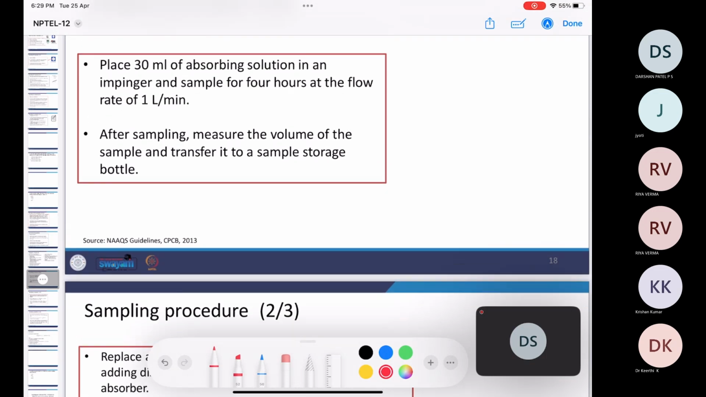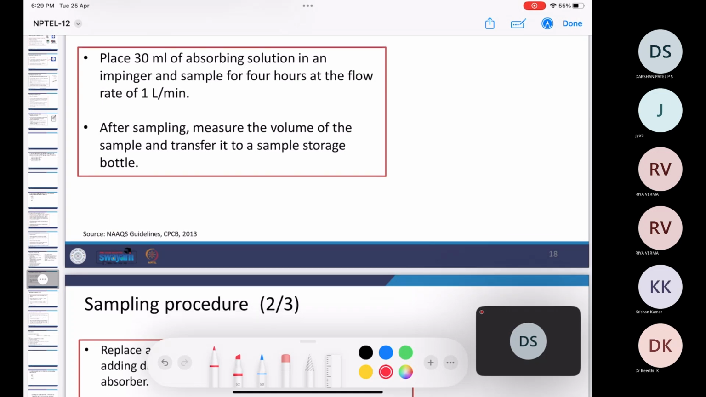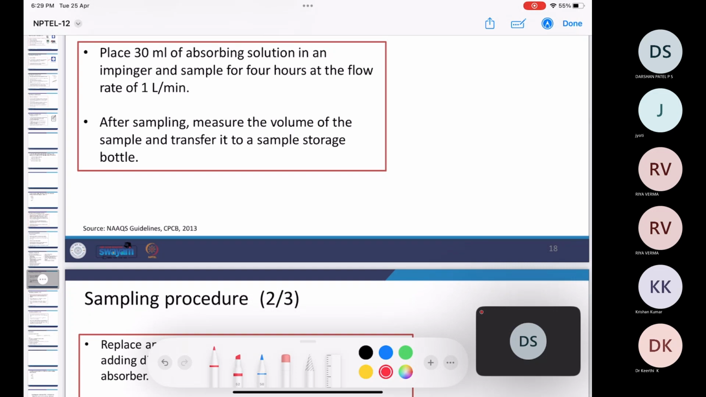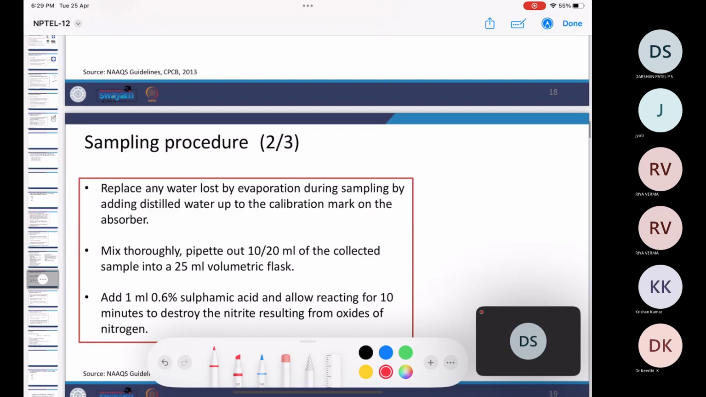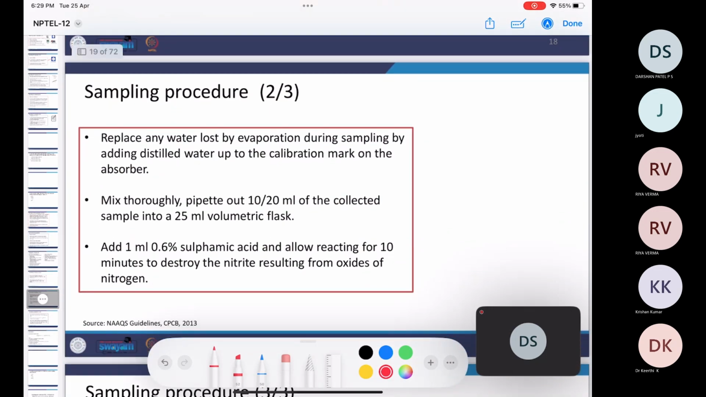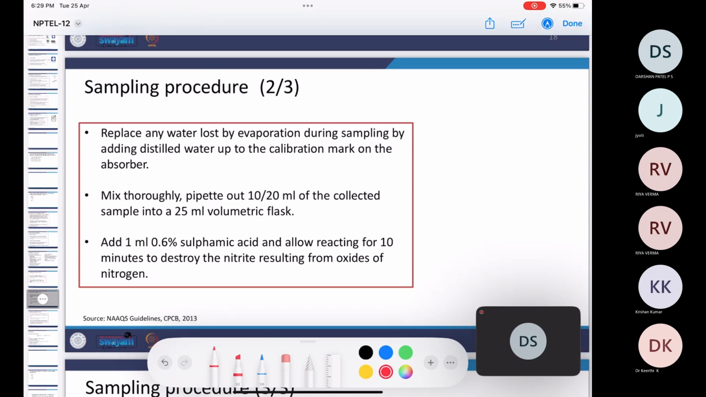Basically, this absorbing solution that we are using is placed in an impinger, and this impinger absorbs the gas onto its surface, and this is a type of liquid solution. Then after sampling, we measure the volume of the sample and then we transfer it to a sample storage bottle. After that, we replace any water lost by evaporation during sampling by adding distilled water up to the calibration mark on the absorber.